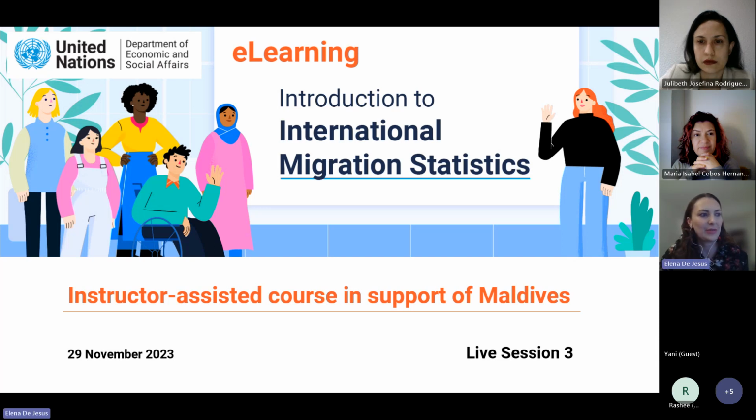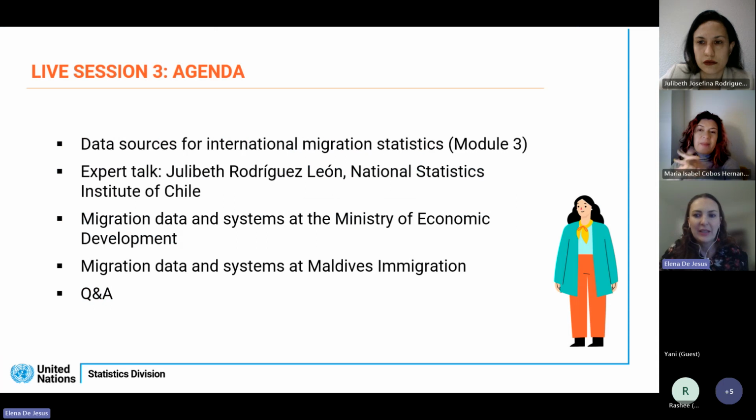So let me just go quickly through the agenda. As I mentioned, first we'll do the recap, and then we'll have our expert talk from Julibeth, and then we'll have presentations from the Ministry of Economic Development and the Maldives Immigration Authority on their migration data and systems. So they'll present and we'll be able to ask questions of each other and have a more open discussion about the different data systems, the different needs that we have.